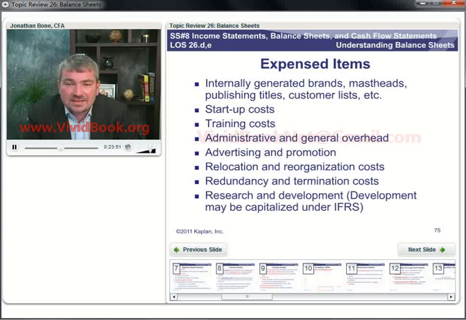Relocation, reorganization, restructuring costs, again, going to be expensed, as are redundancy and termination. And then we get research and development. Now, pure research costs have to be expensed under both US GAAP and IFRS because it's uncertain whether it will ever lead to a profitable product. Product development costs have to be expensed under US GAAP, but may be capitalized under IFRS if it meets certain criteria. And those criteria are all linked to looking at whether it will lead to higher future revenues. So notice that little difference between US GAAP and IFRS there.